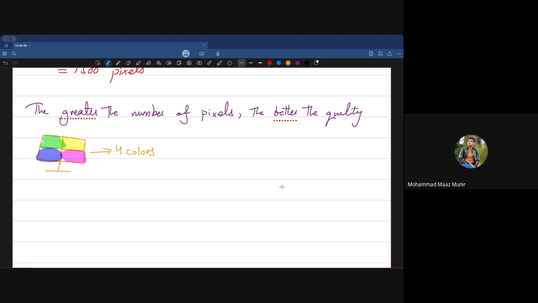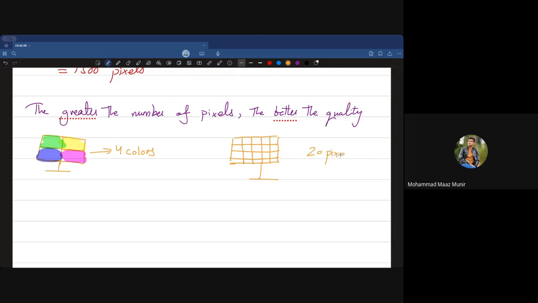But now you tell me, if I have a screen which has 16 pixels, it might have the same size. Okay, this became a bit bigger, let's make it of the same length. So let's say we have a screen like this, which is almost the same size. But now rather than having 4, let's divide it even more. So 1, 2, 3, 4, 5, and 1, 2, 3, 4. So 5 into 4 is 20. So this is now a 20 pixel screen.